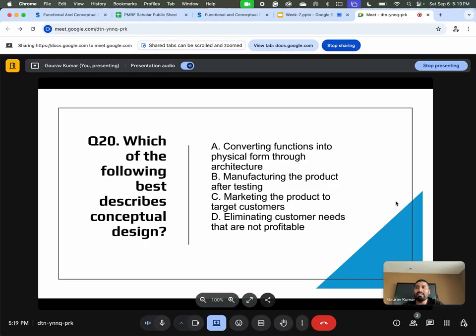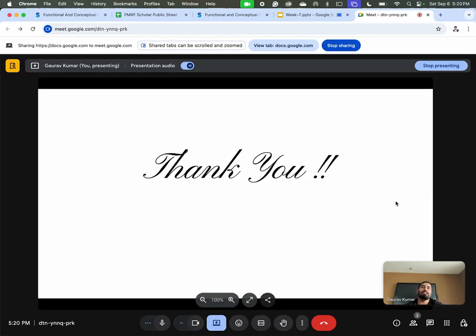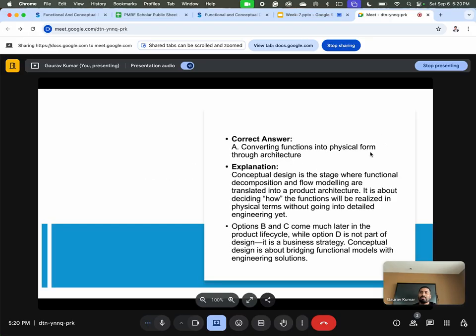Okay, and now you may see the correct answer. Just a minute. So option A is the right answer, converting function into a physical form through architecture, and you may go through this slide.